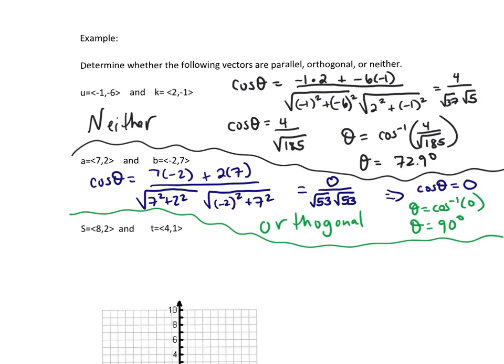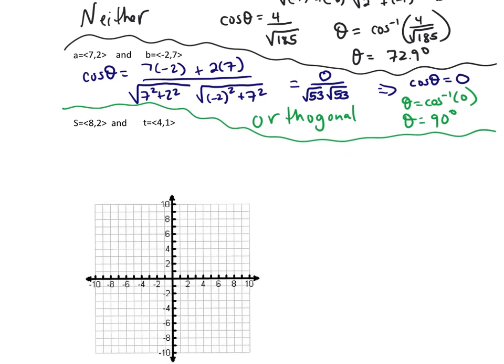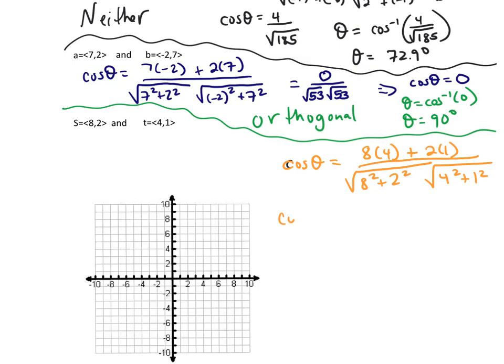All right, let's look at one more. We have 8, 2, and 4, 1. So if I find the angle between these, we'll say the cosine of theta equals 8 times 4 plus 2 times 1, all over the magnitude of the first, which is the square root of 8 squared plus 2 squared, times the magnitude of the second, which is the square root of 4 squared plus 1 squared. So the cosine of theta on top is going to be 32 plus 2, which is 34. And on the bottom, this is going to be square root of 68 times square root of 17.